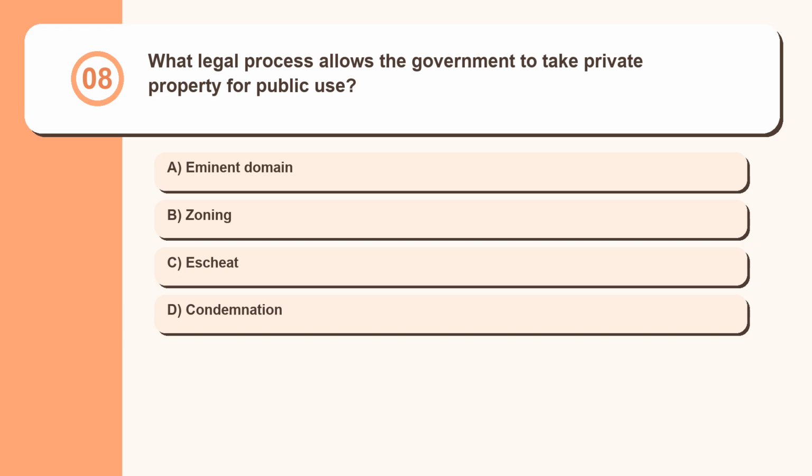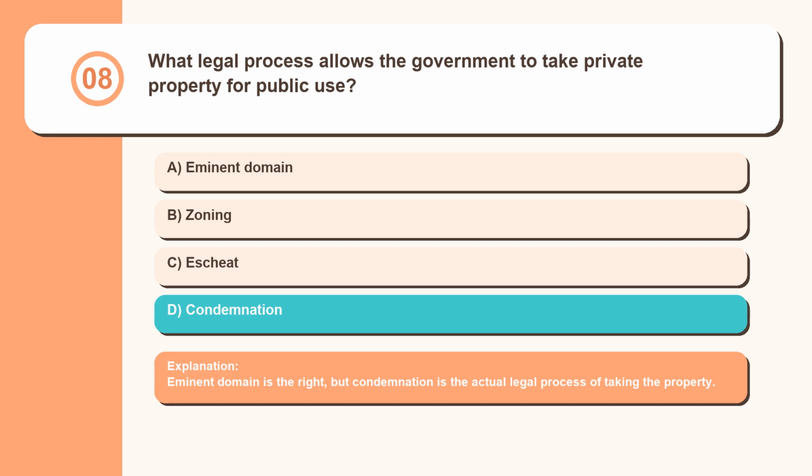Question 8. What legal process allows the government to take private property for public use? Eminent domain, zoning, escheat, condemnation. Eminent domain is the right, but condemnation is the actual legal process of taking the property.